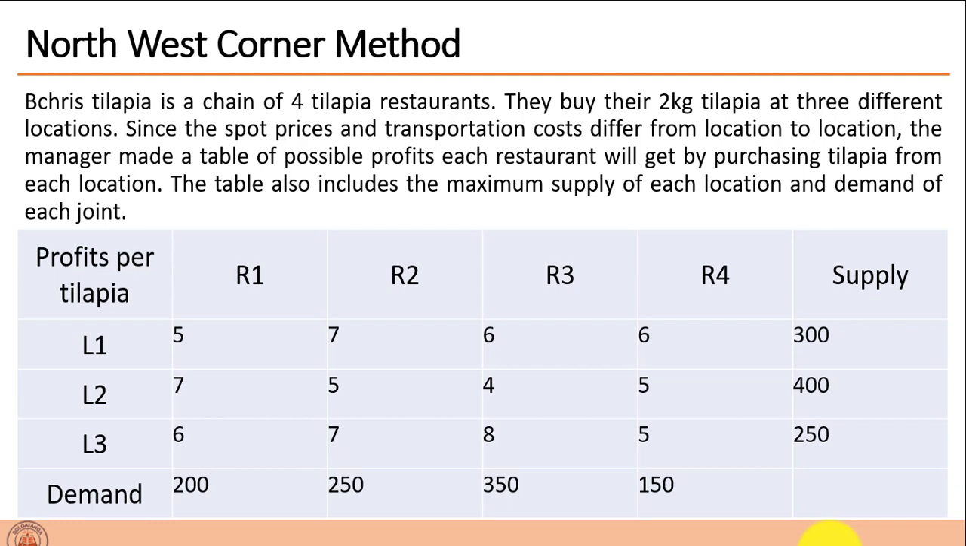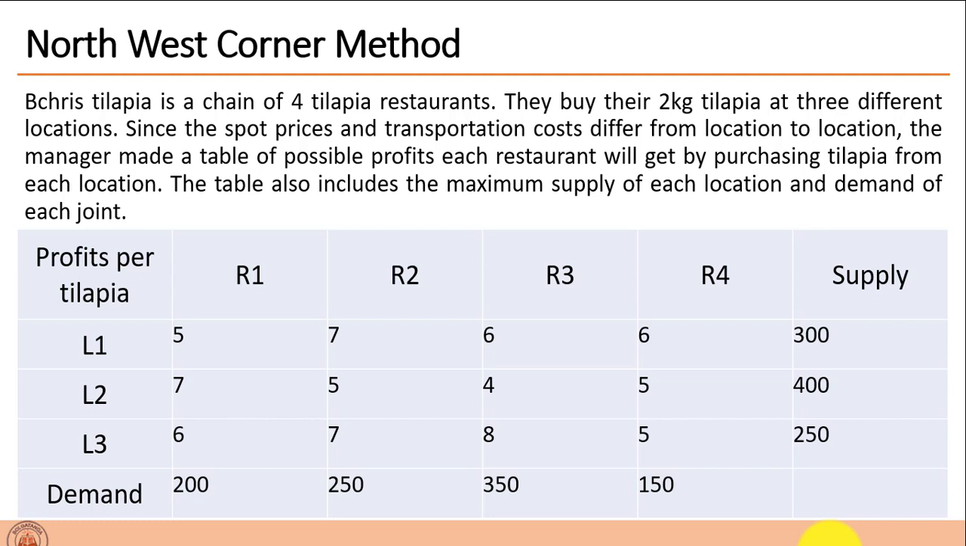Let's look at the second method, the northwest corner method. This is fairly easy and can be confusing as well. Big Race Tilapia is a chain of 4 tilapia restaurants. They buy their 2 kg tilapia at 3 different locations. So let's assume these are the warehouses that supply the different restaurants. Since the spot prices and transportation costs differ from location to location, the manager made a table of possible profits.